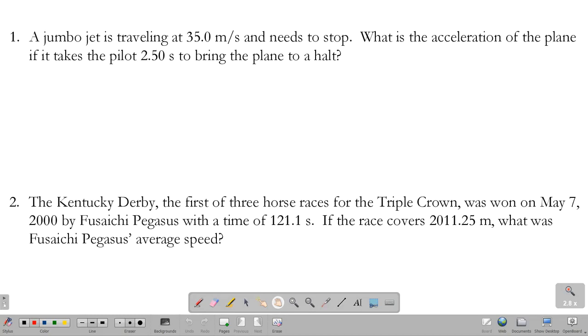So this first problem here, it says a jumbo jet is traveling at 35 meters per second and needs to stop. What is the acceleration of the plane if it takes the pilot 2.5 seconds to bring the plane to a halt?